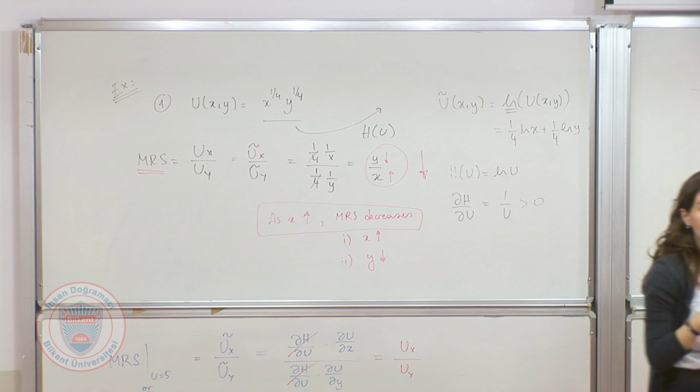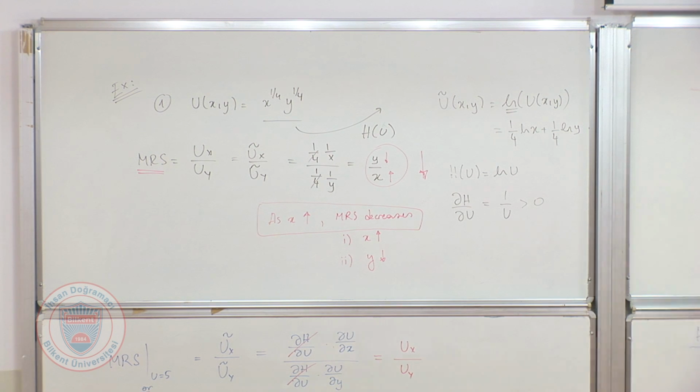So we have strictly convex indifference curves here, okay? You see that I don't have to check that ugly convexity condition. I can check this instead, okay?